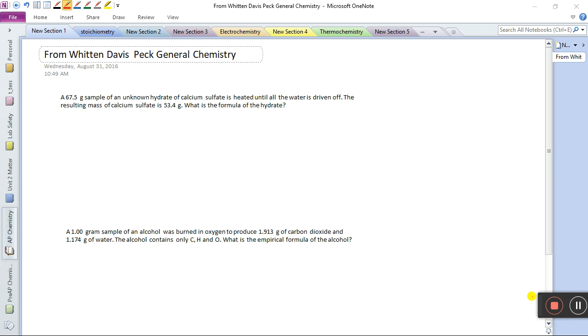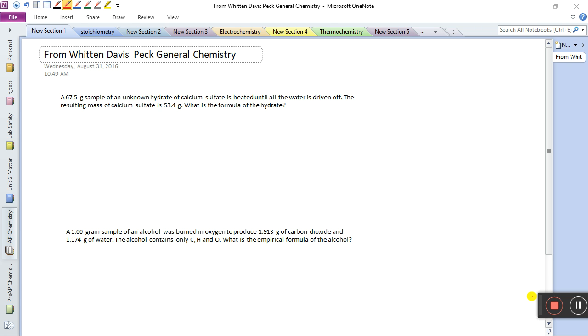Alright. This is from our old AP book. So the first one, because it's going to be really relevant to the lab we're doing tomorrow and Friday: a 67.5 gram sample of an unknown hydrate of calcium sulfate is heated until all the water is driven off. The resulting mass of calcium sulfate is 53.4 grams. What is the formula of the hydrate? So what did we say a hydrate was? Water that attaches to the substance.